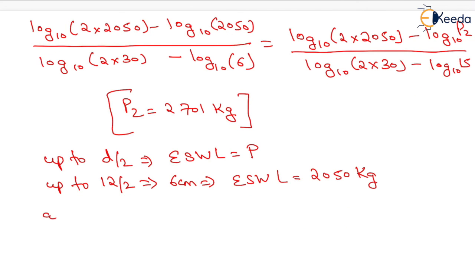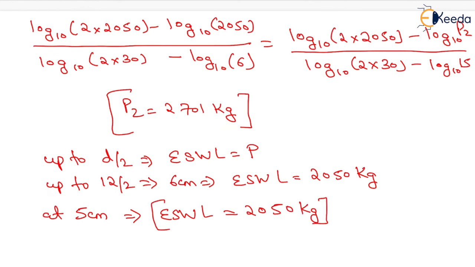Now we have to find the equivalent single wheel load at a pavement depth of 5 centimeter. So at 5 centimeter, the equivalent single wheel load will be equal to 2050 kg. Now we had determined the equivalent single wheel load for 5 centimeter depth, that is 2050 kg, and for 15 centimeter depth, that is 2701 kg.